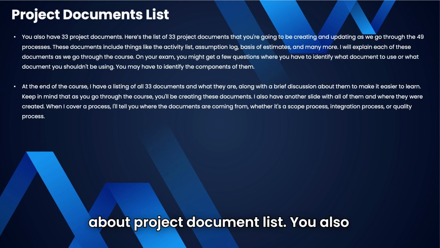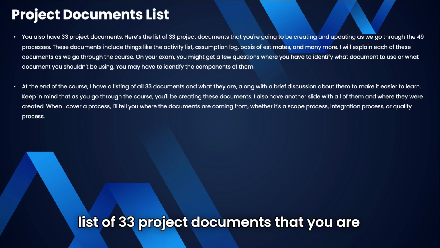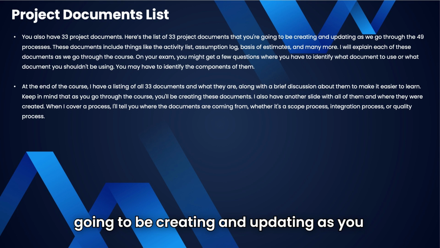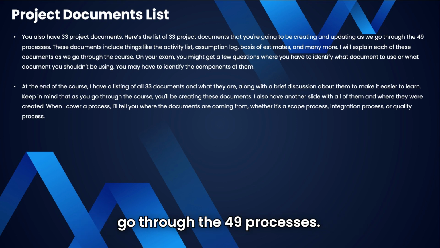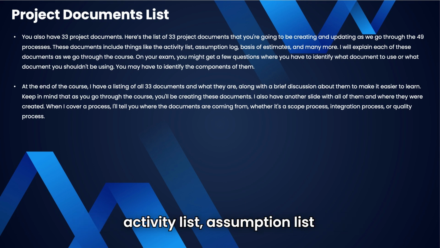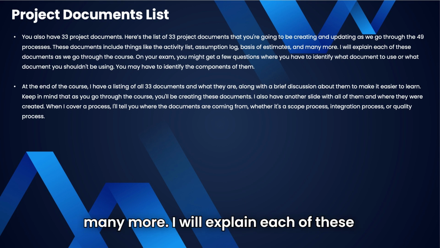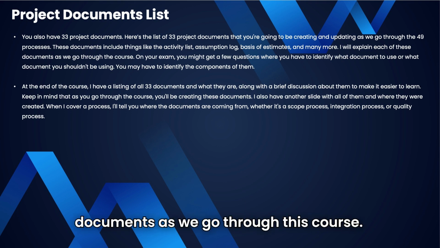Now let us discuss the project document list. You also have 33 project documents. Here's the list of 33 project documents that you are going to be creating and updating as you go through the 49 processes. These documents include things like the activity list, assumption log, basis of estimates, and many more. I will explain each of these documents as we go through this course.